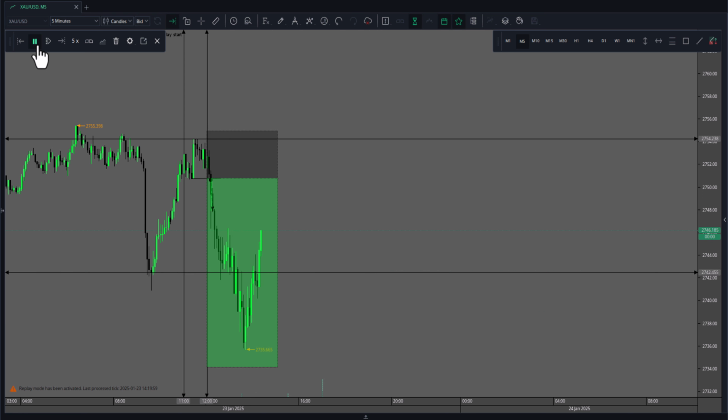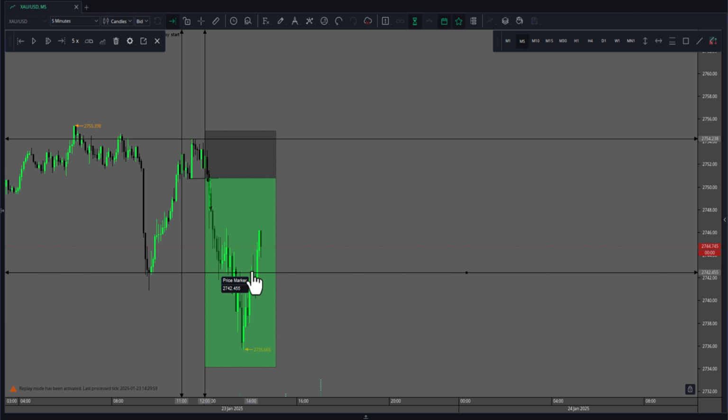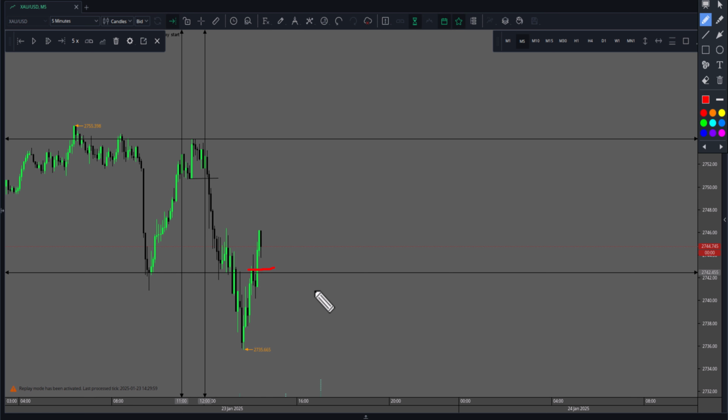Now, obviously, when you look at this level just around here, you realize that we have a change of character. And I've told you, if you are in any trade and you see a change of character, get out of the trade, because that's just price's way of telling you that we are no longer in a downtrend. We are now in an uptrend. So why should you still be in a downtrend? Simple as that. Get out of the trade. You are good to go.